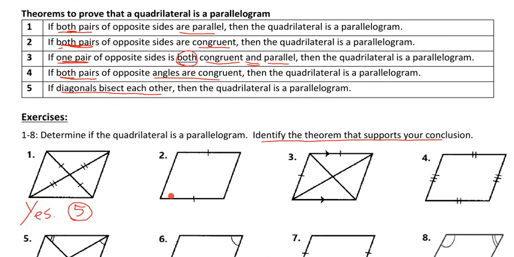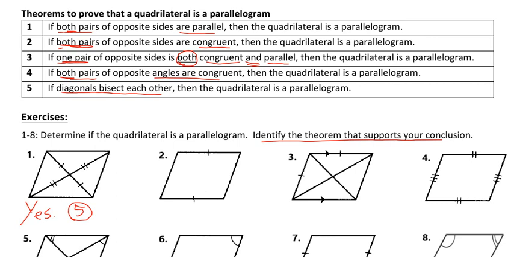Again, it looks like a parallelogram, but we do not know if it is a parallelogram or not. And the only information that we have is the information about this pair of opposite sides. And what we see is that this pair of opposite sides is congruent. So this side is congruent to this side.